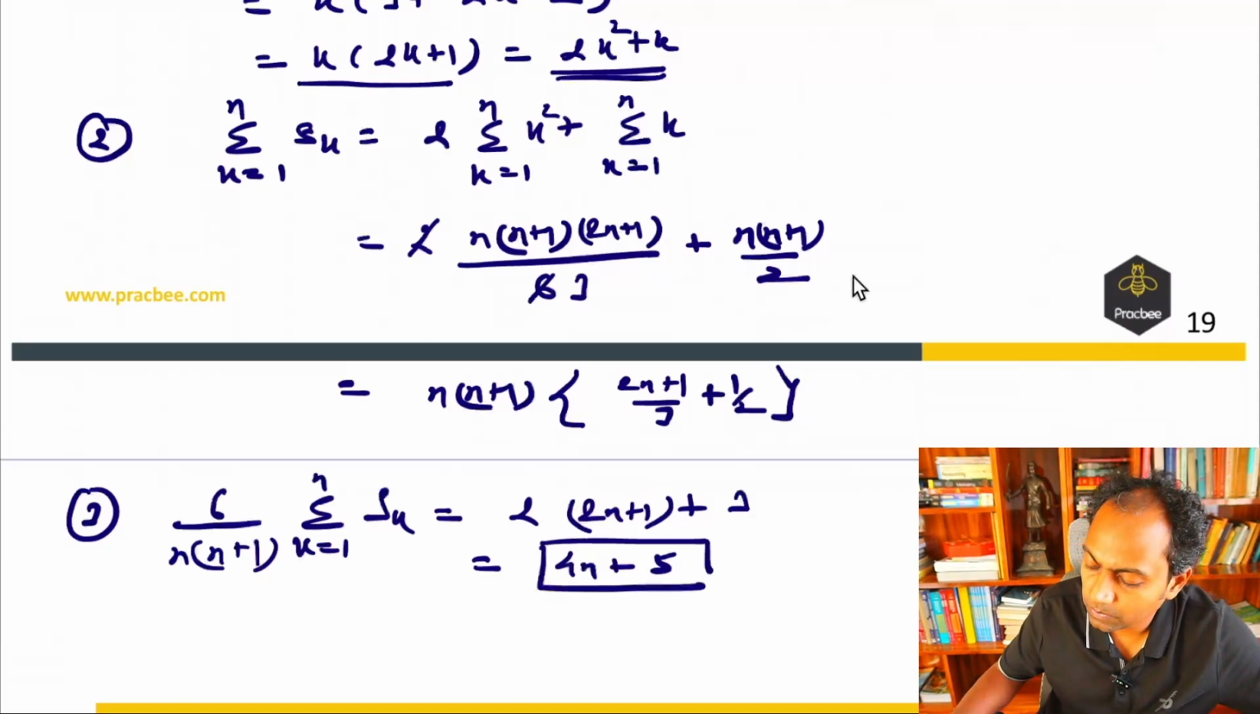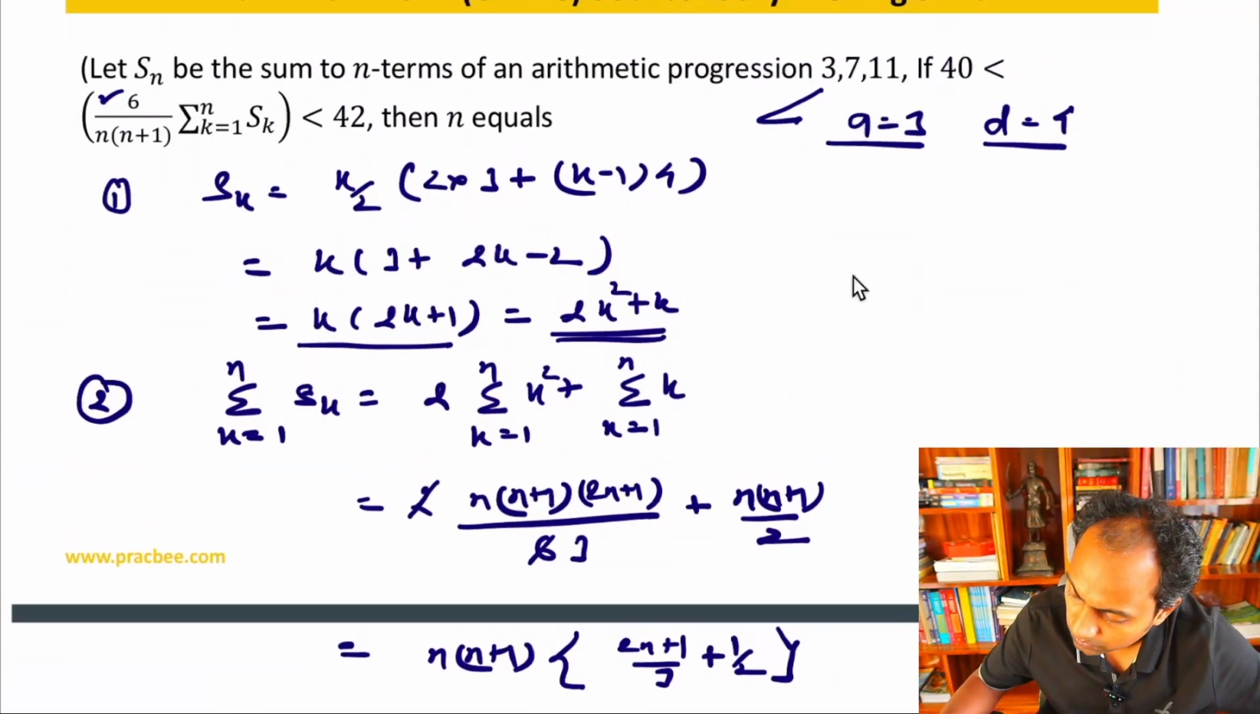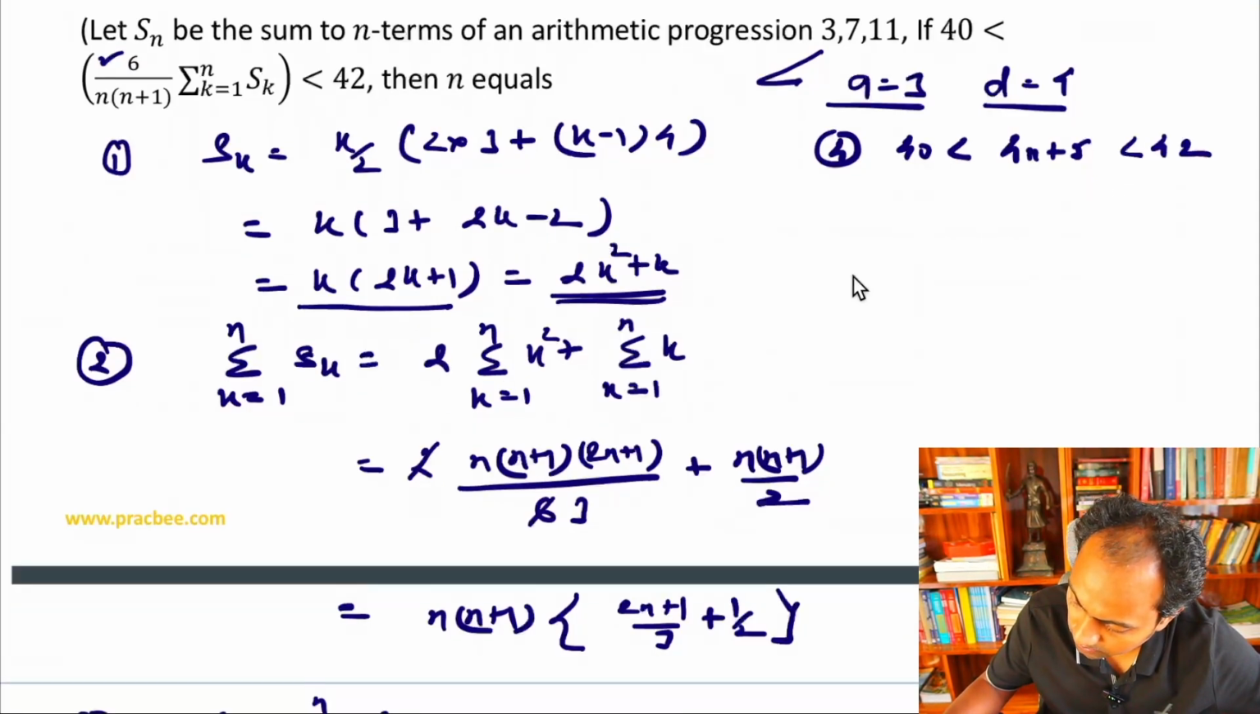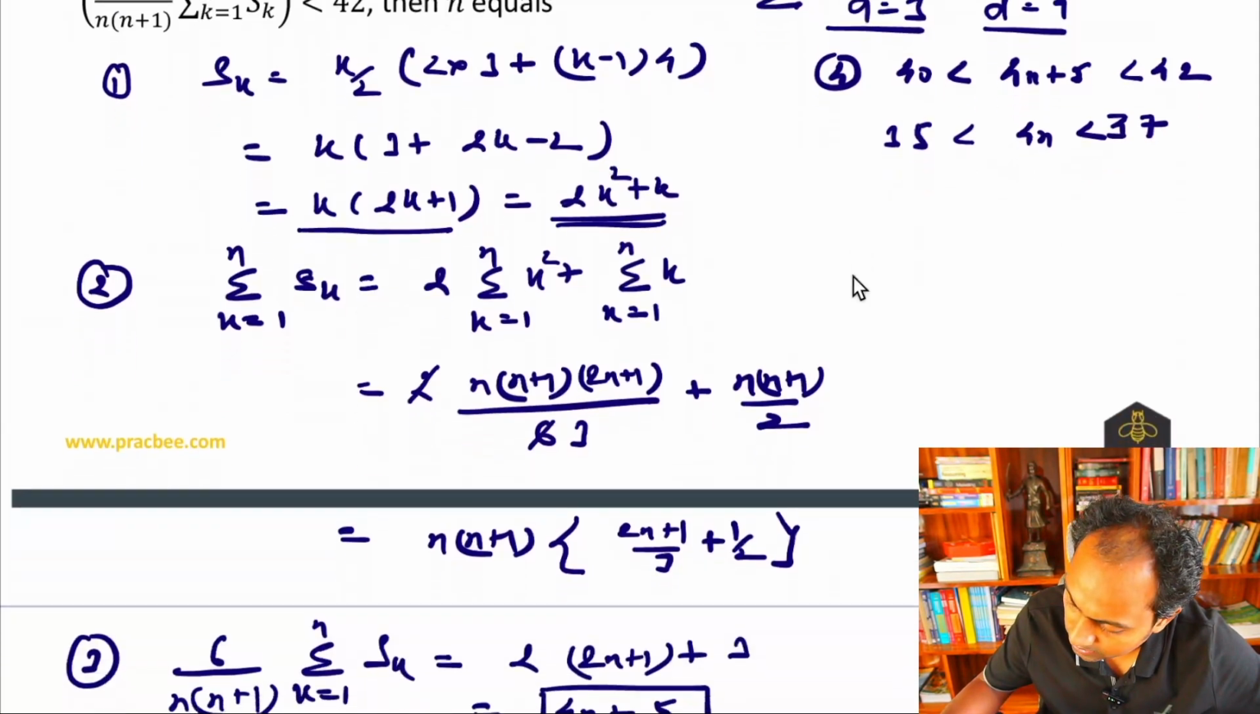Now in the fourth part, what they are saying is this value 4n plus 5 lies between 40 and 45. So 4n will lie between nothing but 35 and 40, in fact 37. So if I divide by 4, let us see what is the value of n that we are getting. So 35 by 4 and 37 by 4.